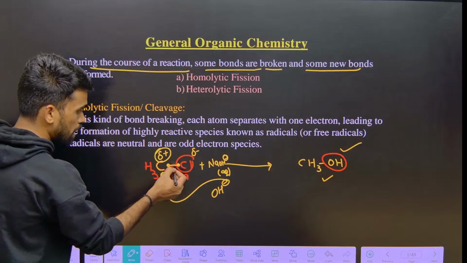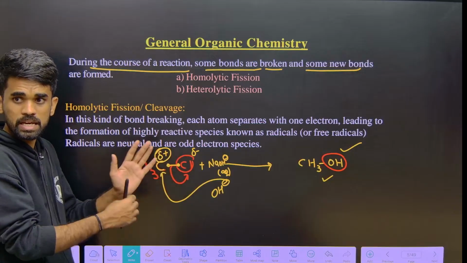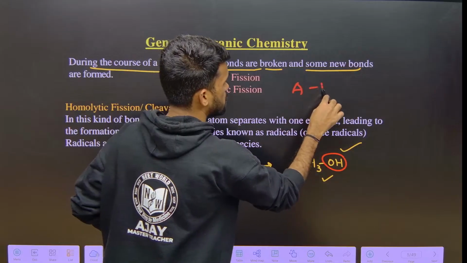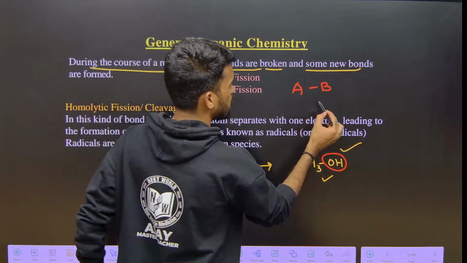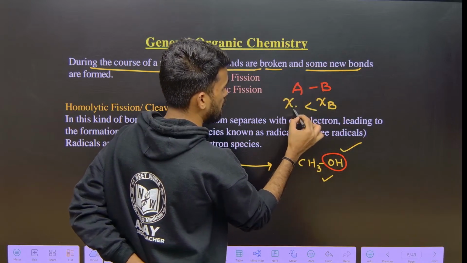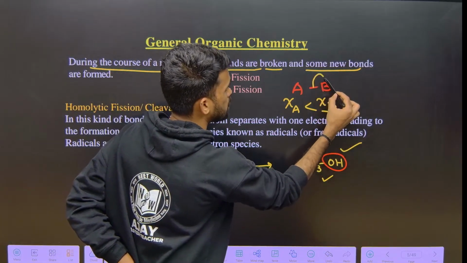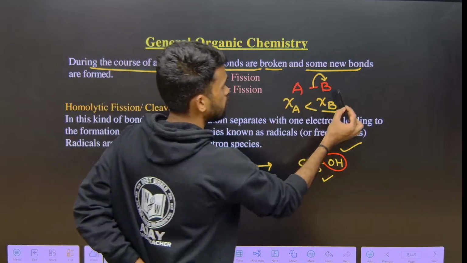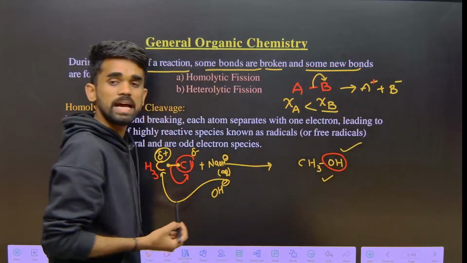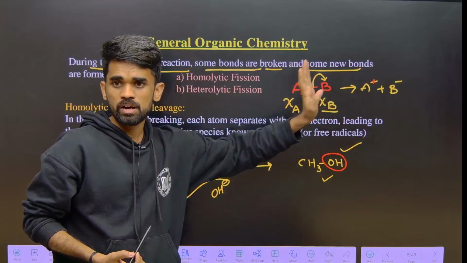Bond can break heterolytically, to one side, depending upon the electronegativity difference. Whenever we have different atoms, like A and B, if the electronegativity of B is more than the electronegativity of A, the B atom drags the bonded electrons towards itself and gives us A plus and B minus. This is heterolytic cleavage.